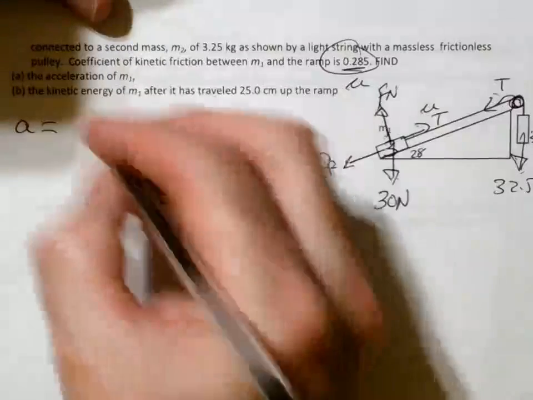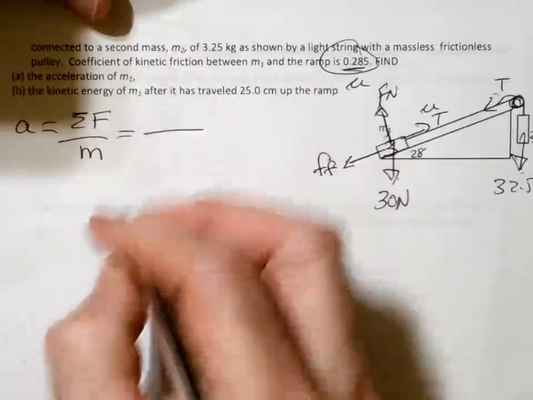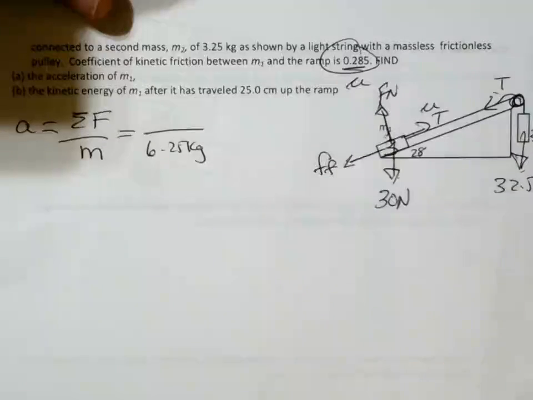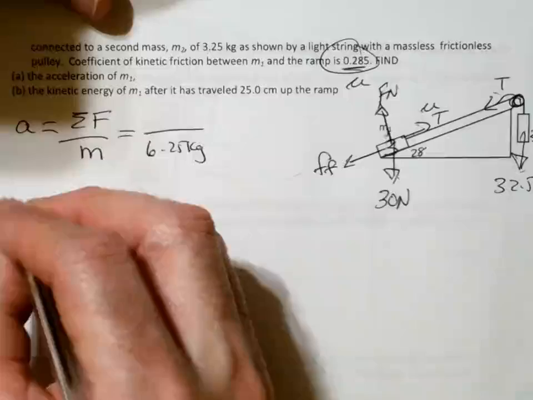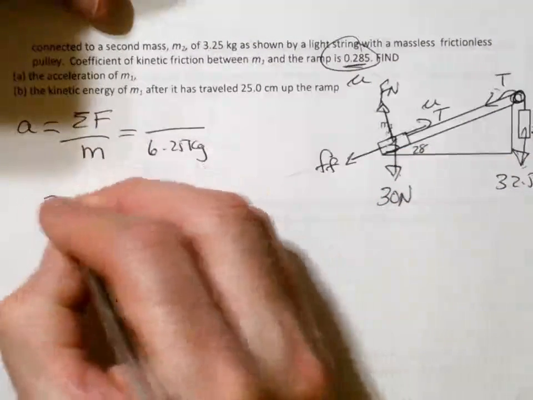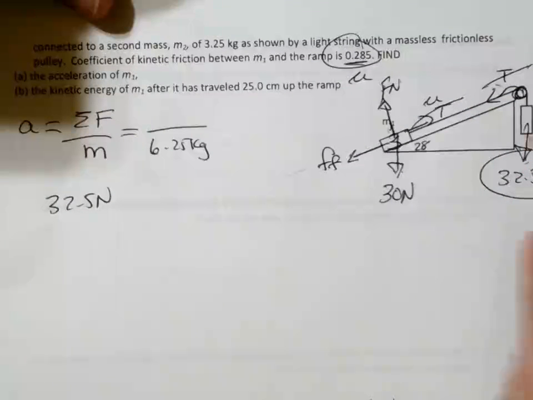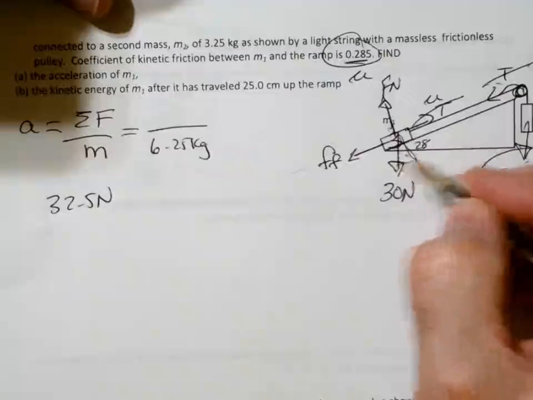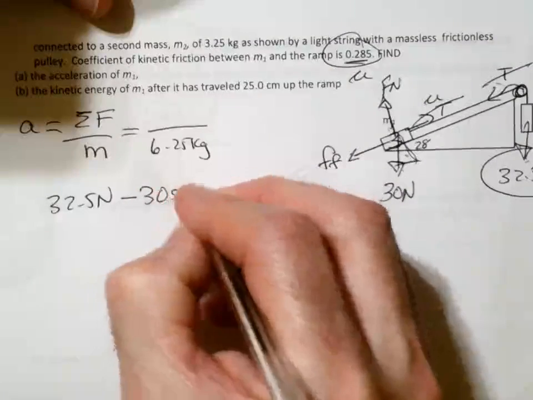So this is going to be equal to the net force over the mass of the system. The mass of the system is 6.25 kilograms. So we have to use the free body diagram to find the net force of the system in the plane of motion. The forces we have going up the ramp, we have 32.5 newtons. That one is pulling up the ramp. The tensions, as we said, canceled. There's a component of this guy that's trying to pull it down the ramp, and that's the sine component, so minus 30 sine 28.